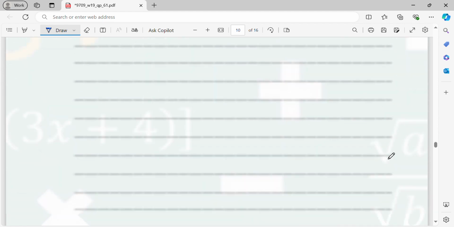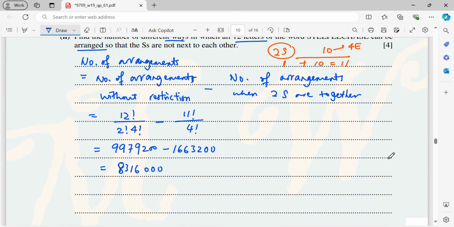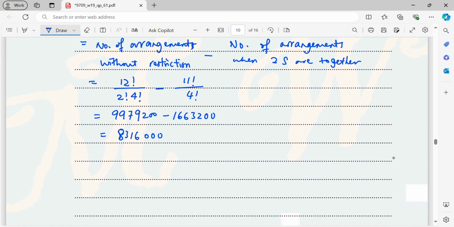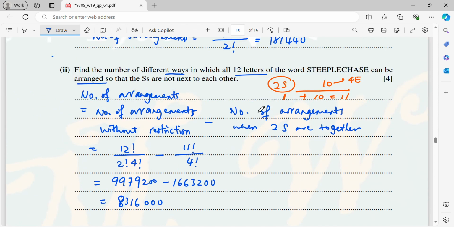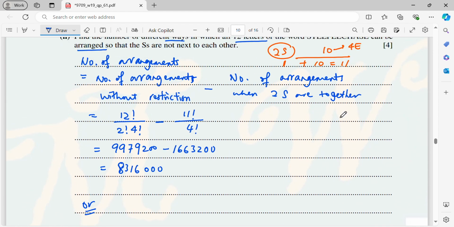Now I go back to the previous question. Basically here we have another method, right? Instead of using this method to solve the question, I will say that if the two S's are not together, I will be arranging all other letters first except the two S's. So that means you will see here, right? At first you are given this.